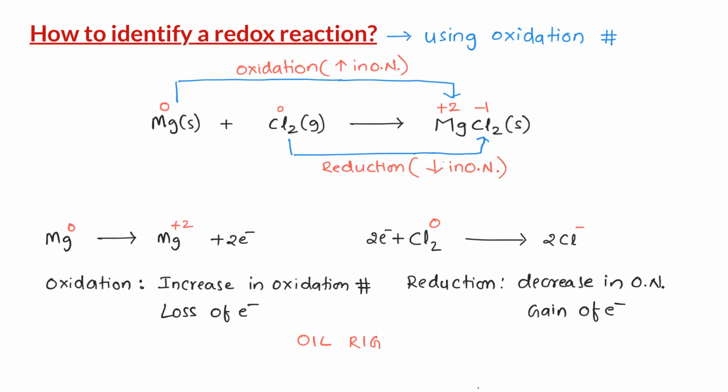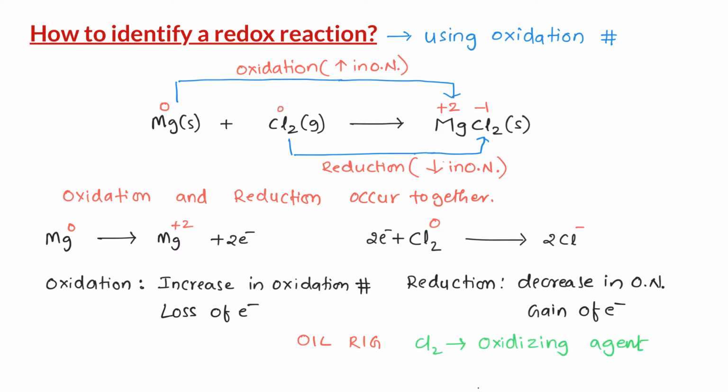These two processes, that is oxidation and reduction, always occur together. That is, one cannot occur without the other. In other words, if one species is losing electrons, there should be another species which accepts those electrons. In the above reaction, magnesium is being oxidized and chlorine is helping magnesium undergo the oxidation process. Therefore, chlorine is called the oxidizing agent or oxidant.